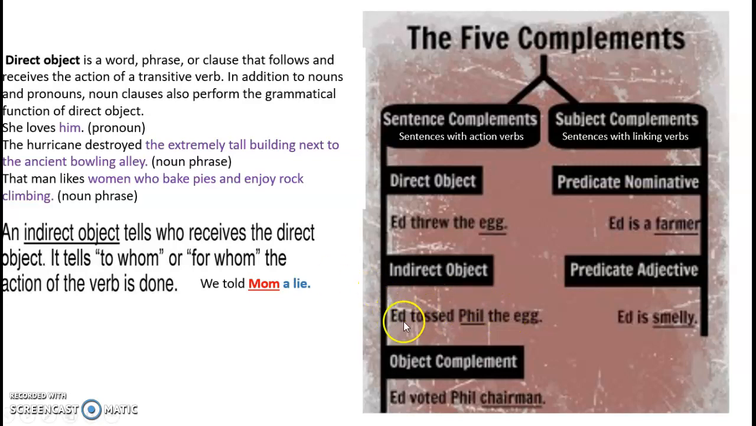This is another example here. Ed tossed Phil the egg. Ed tossed what? The egg. To whom or for whom? Phil. So this is the way we can do it.